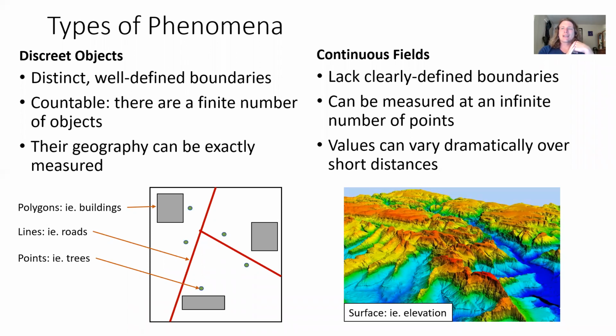Continuous fields lack clearly defined boundaries, so they can be measured at essentially an infinite number of points, and values can vary pretty dramatically over short distances. So a common example in GIS is elevation, for instance.